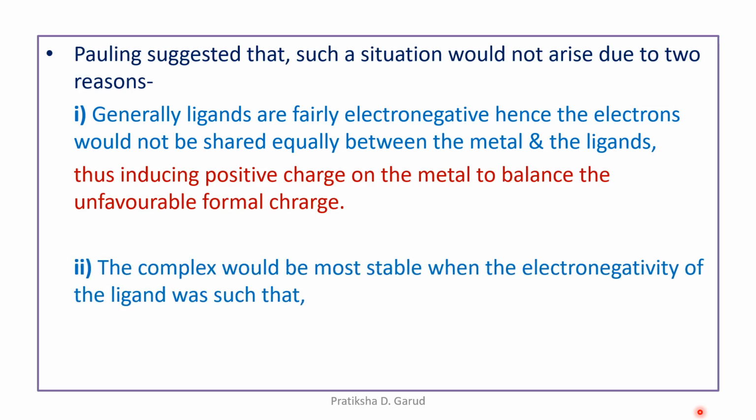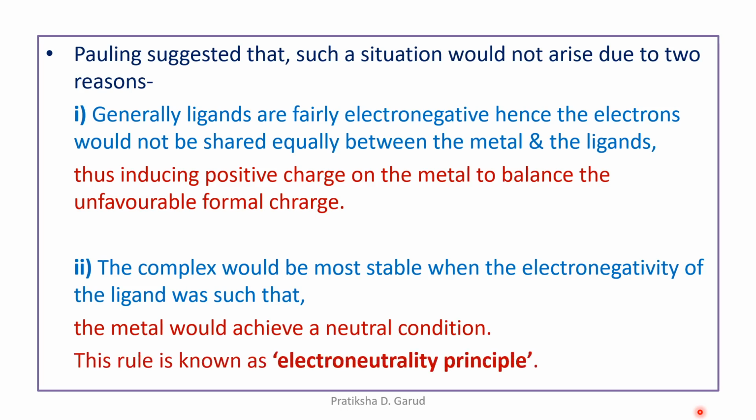And the second reason is the complex would be most stable when the electronegativity of the metal was such that the metal would achieve a neutral condition. So these are the two reasons given by the scientist Pauling. And this is known as the electroneutrality principle. So this rule is known as the electroneutrality principle. In short, we can say that the electrons are neutralized, and hence it is electroneutrality.